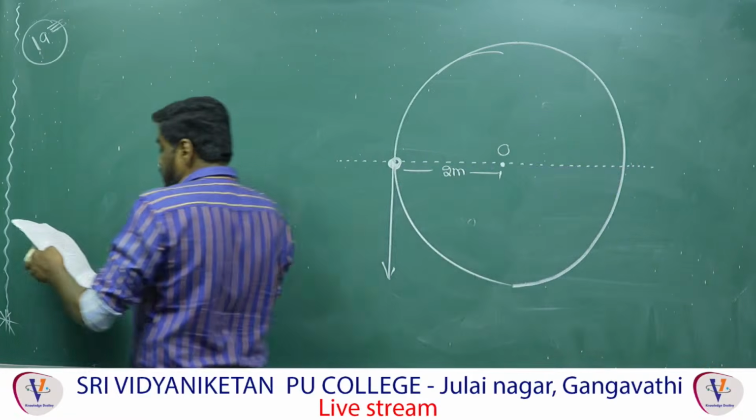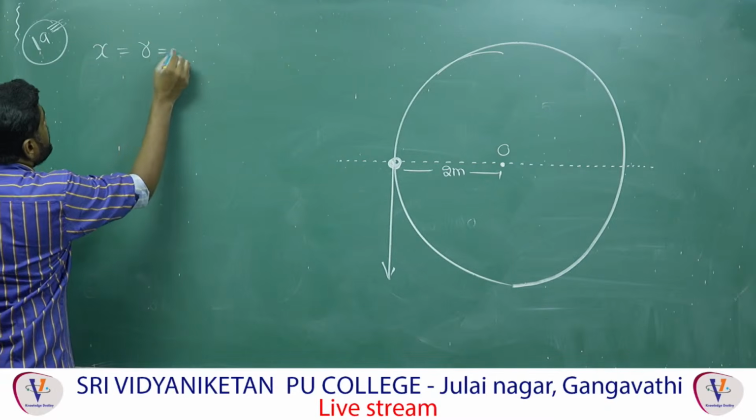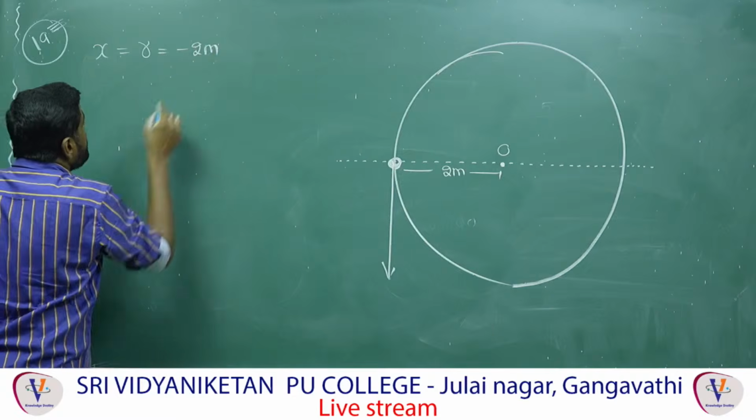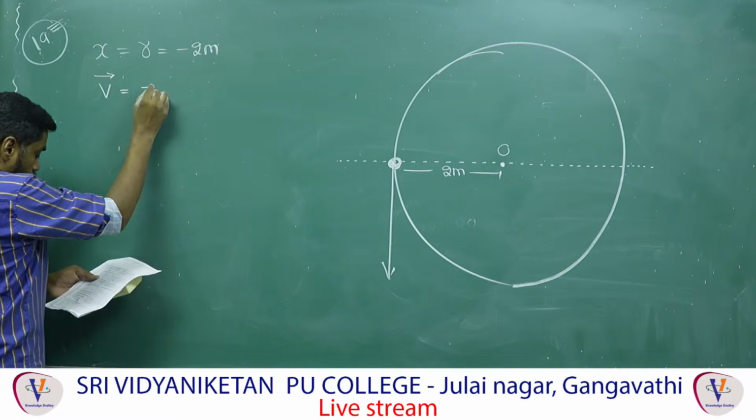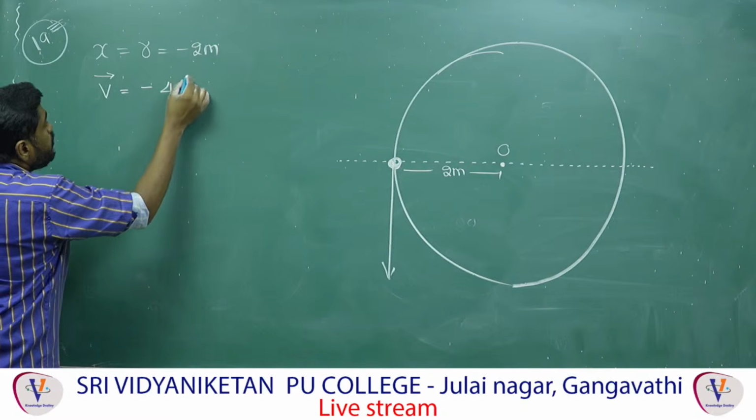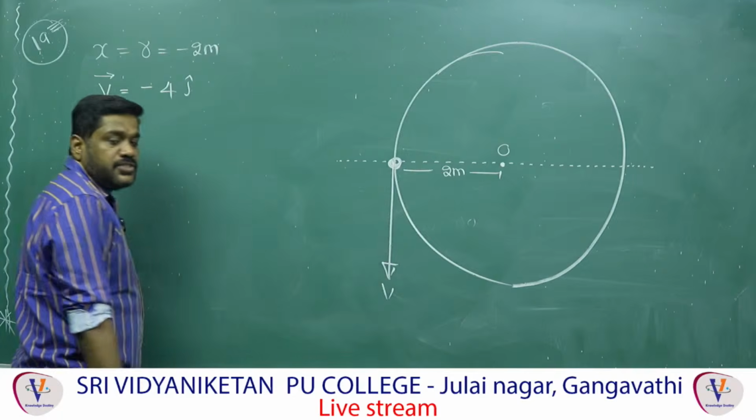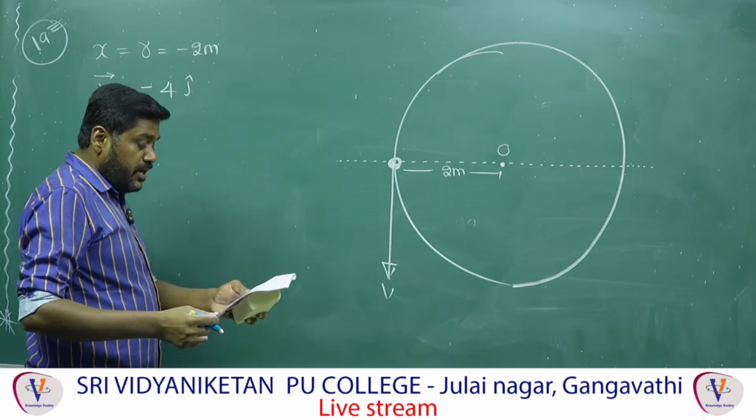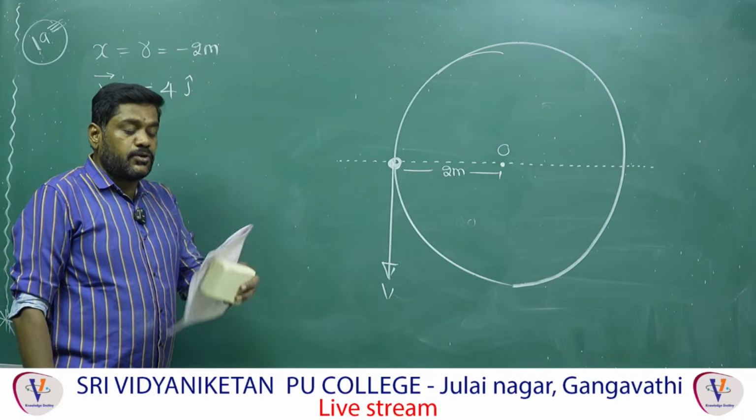So the position along the x is equal to the radius, which is minus 2 meters, and the velocity vector they have given is v bar equal to minus 4 j cap. Minus 4 j cap means the velocity at this moment is downwards. Now the question is, what is the object's acceleration when it is at y equal to 2 meters?